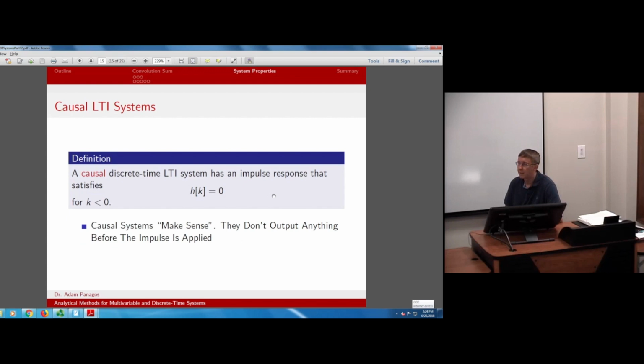And that leads us to our definition of a causal system. I'm a causal system only if my impulse response is 0 for k less than 0. So the same definition you had before, right? If you plot the impulse response and it has non-zero values below time 0, you say non-causal. It started responding before anything even came in. Can't happen.